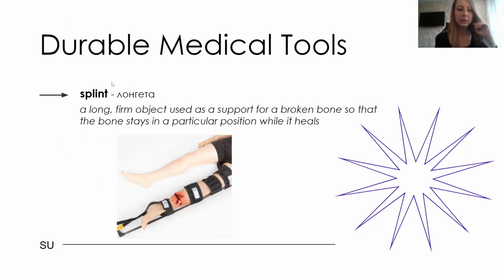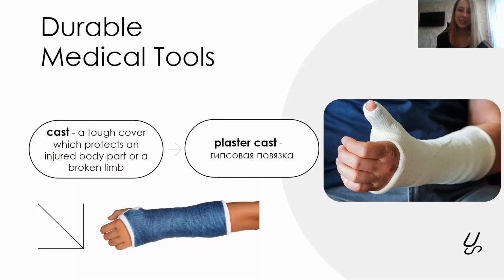Another durable medical tool is a splint. A splint is usually a long object and it's very firm, and it's used to support a body part or a broken bone. So we need to keep our bones in a particular position. So we use a splint to transport our patient, and the next step for this patient will be having this plastic cast, for example.